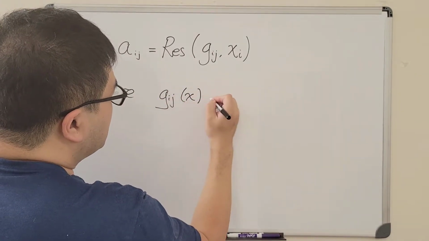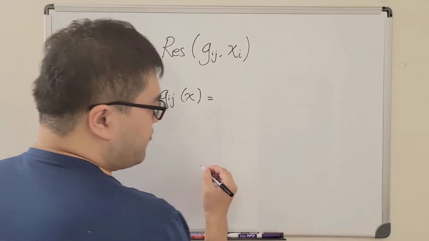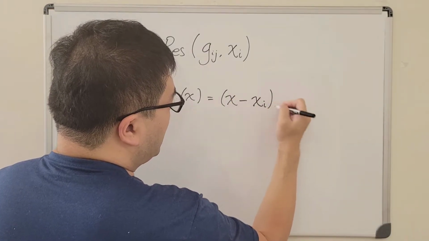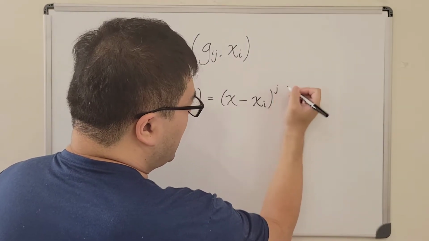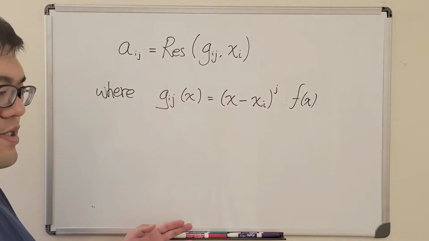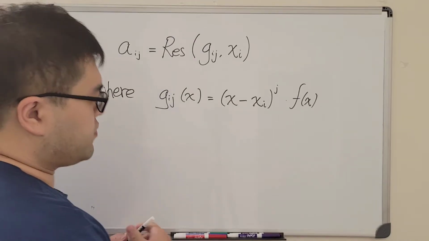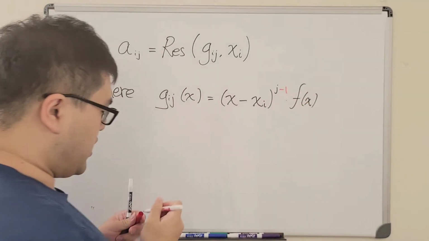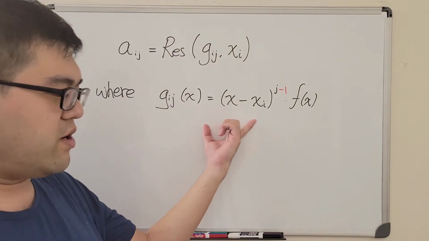g_ij of x is in fact equal to x minus x_i raised to the j-th power times the original function f of x. How do we get this? Actually, there's a typo: it should be the j minus 1 power. So where did this come from?